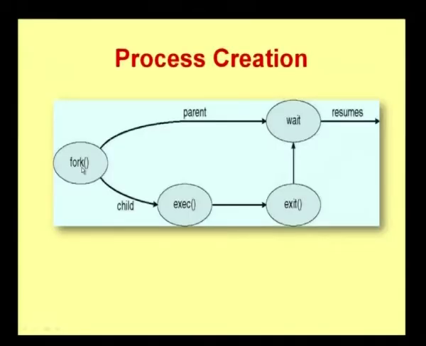Now we will see this on a diagrammatic basis. Here it is. With the fork, there is a parent and there is a child. In the child you have an EXEC. EXEC is used for the execution of the process pertaining to the child. After the child gets executed, it goes to an exit phase. When it goes to the exit phase, this process will not be terminated by and large.